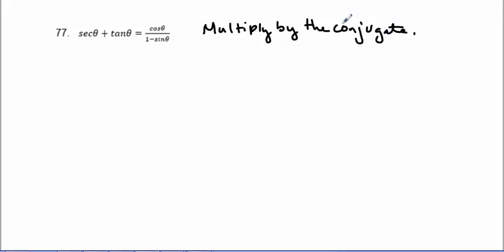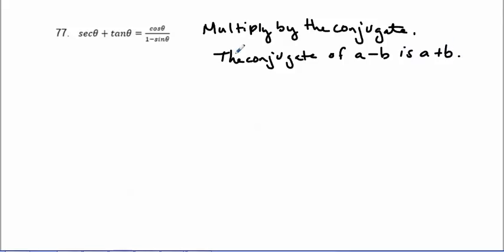Okay, so if you haven't seen the term conjugate before, the conjugate of a minus b is a plus b, and vice versa. The reason why multiplying by the conjugate is valuable is because if I multiply a minus b times a plus b, my middle terms will cancel out, giving me the difference of squares. So that's kind of like backwards of what we just did with factoring the difference of squares. So in this case, I have 1 minus sine theta, so the conjugate of that is going to be 1 plus sine theta.